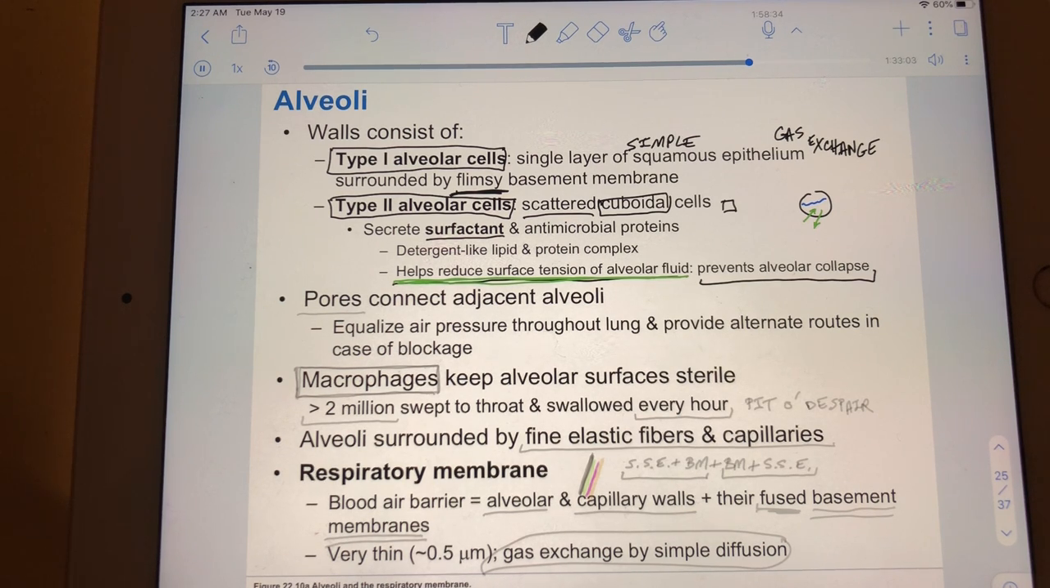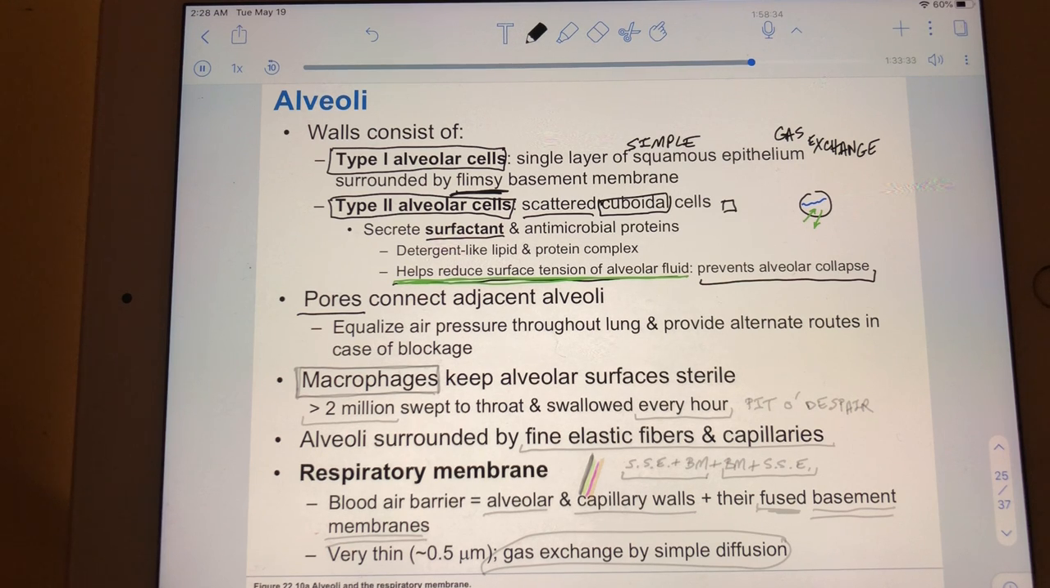We can also find that adjacent alveoli, alveoli that are sitting next to each other, will be connected to each other via pores. And those pores help to equalize pressure, not just within an alveolar sac, but really ultimately within an entire lung, okay? And also provide alternate routes, kind of like anastomoses do, okay?